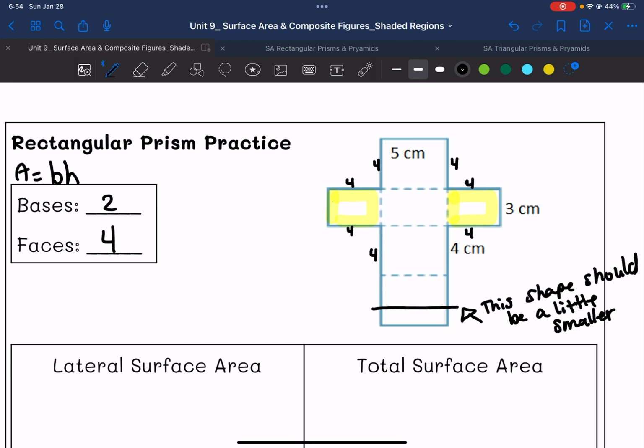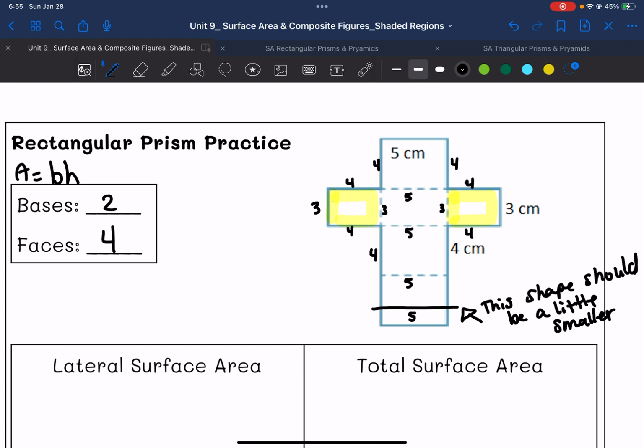Okay. All right. So let's continue. So here 5, here 5, here 5, and here 5. Now, this side of this rectangle is 3, which means that this one's going to be 3. These are 3 right here.